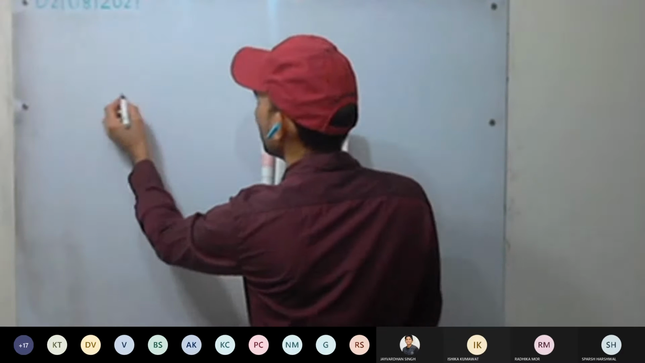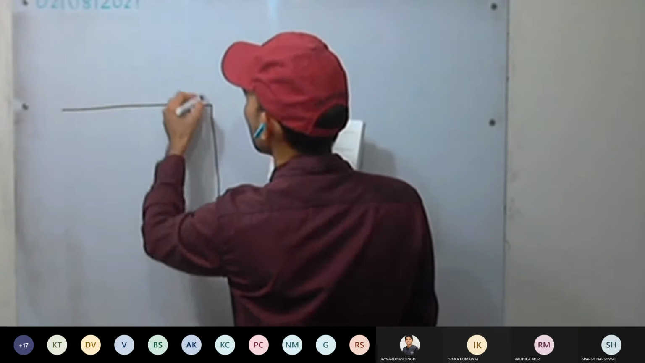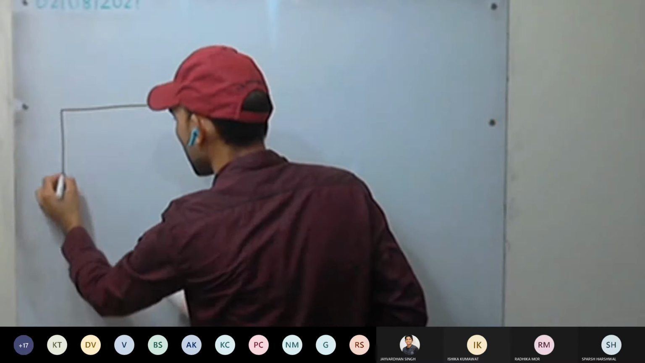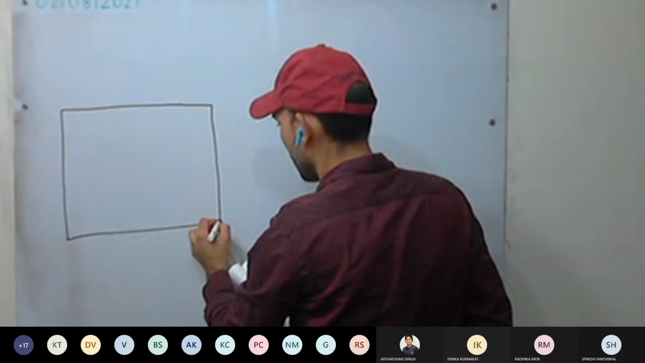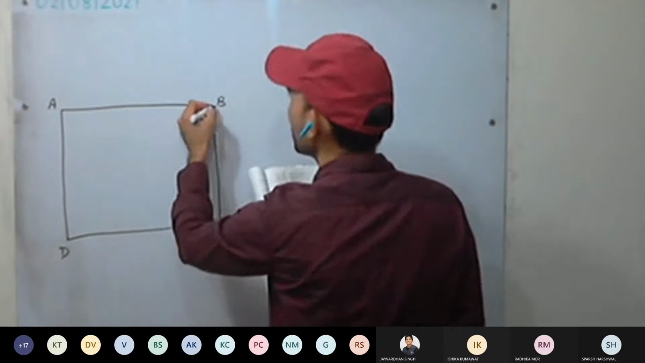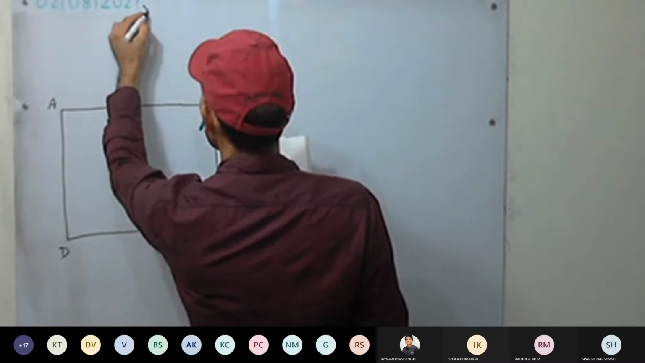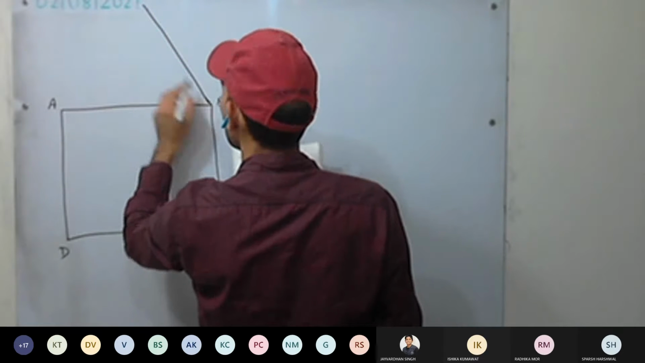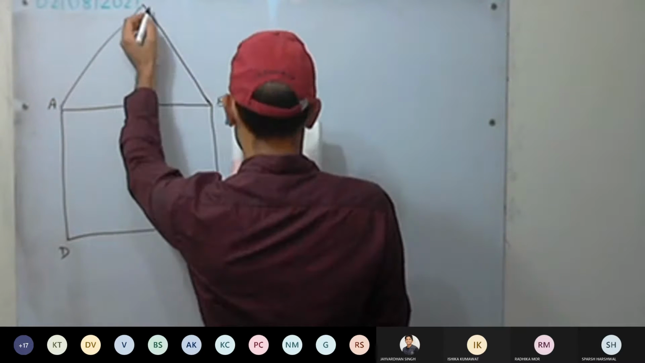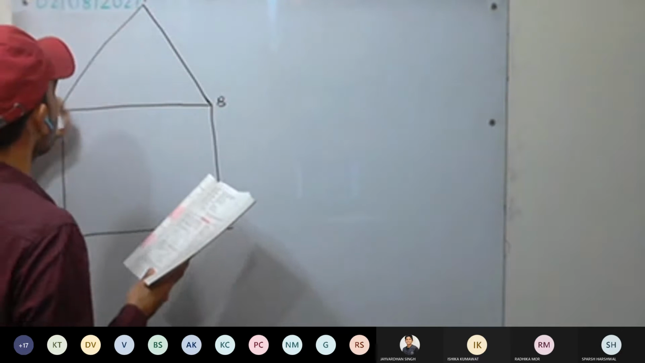This time you are given a figure. I'm drawing the figure this side. Again, ABCD is a square, and an equilateral triangle is drawn here, APB. Okay, so it's an equilateral triangle.